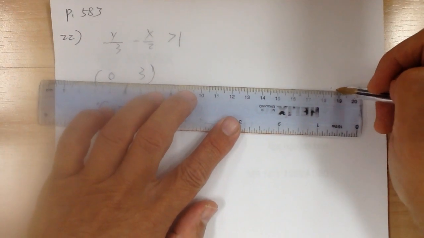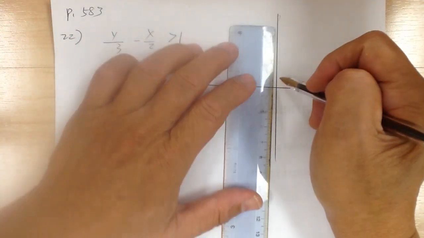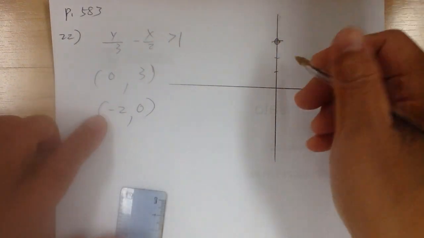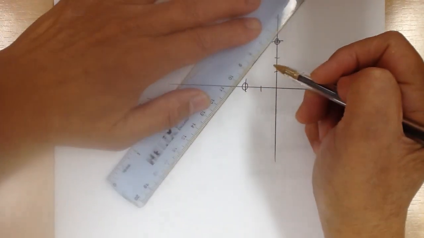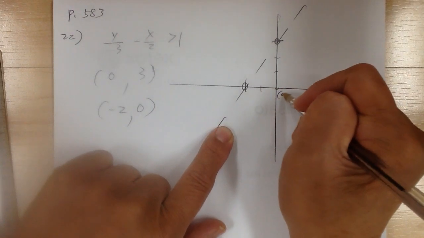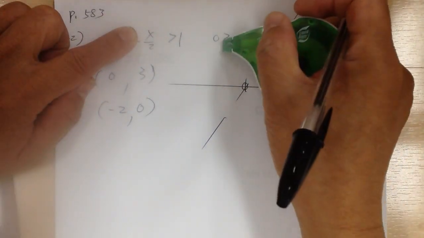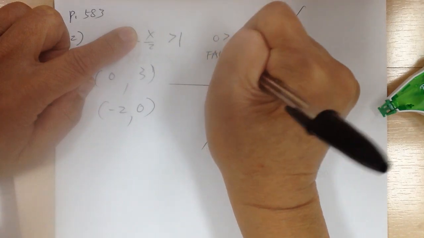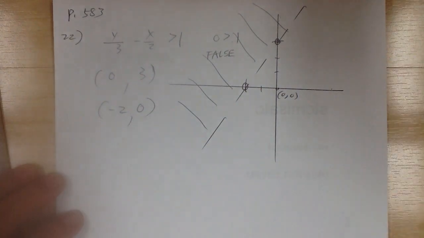Okay, so go ahead and sketch. So 0, 3, an open circle, and -2, 0. This would be a dashed line. Use your testing point at 0, 0. Put it in here, and you're going to get 0 greater than 1. So this is false. Then this point is bad, so you have to shade in this half.